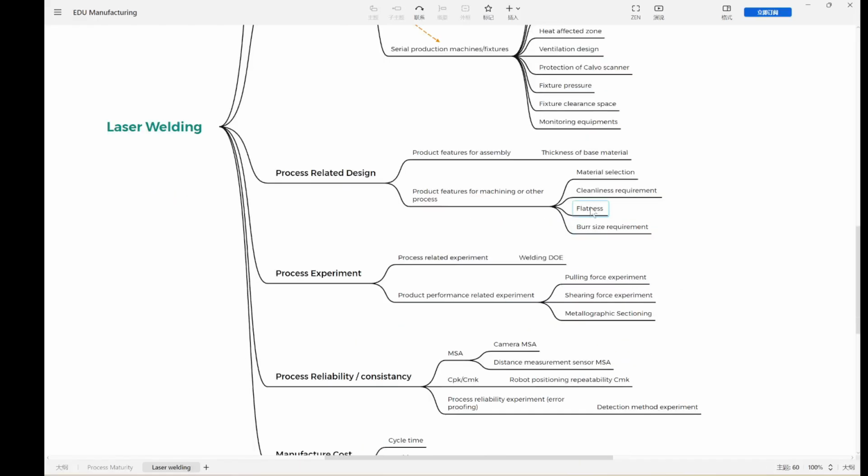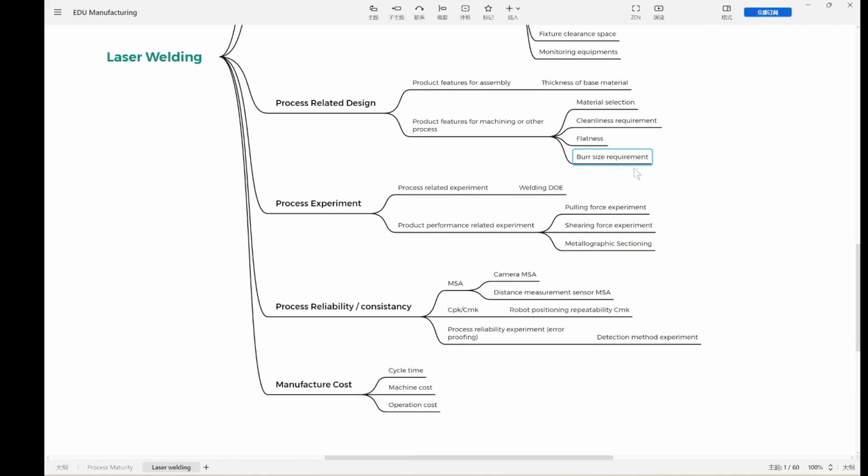And the flatness, of course, and burr size requirement. The burr size will be as small as possible, but it won't be zero. So you need to let your R&D guy know. If I want to weld this seam, there can be burrs around it, and you need to give them the information back and let them put it on.